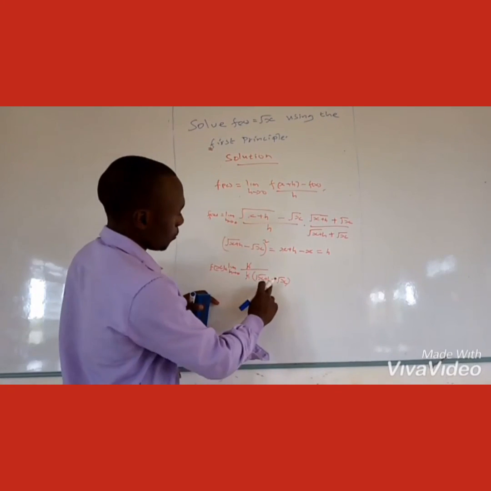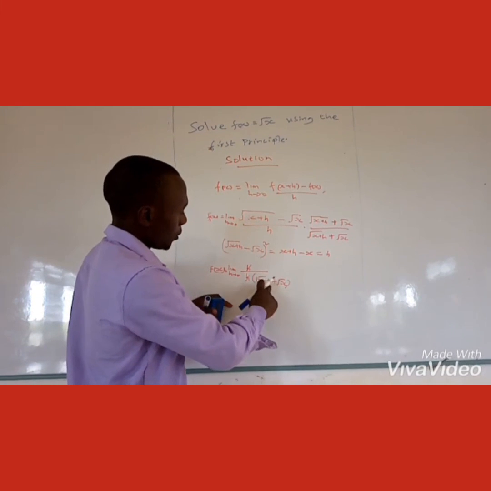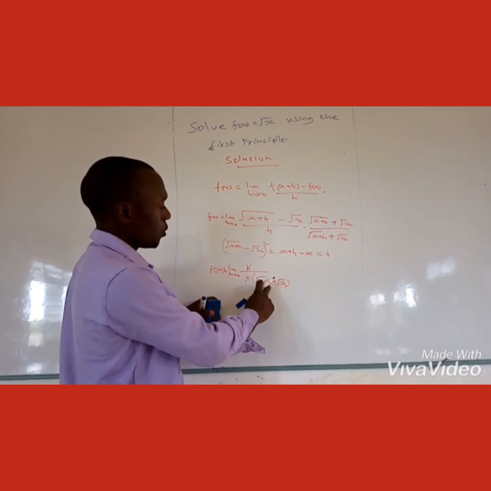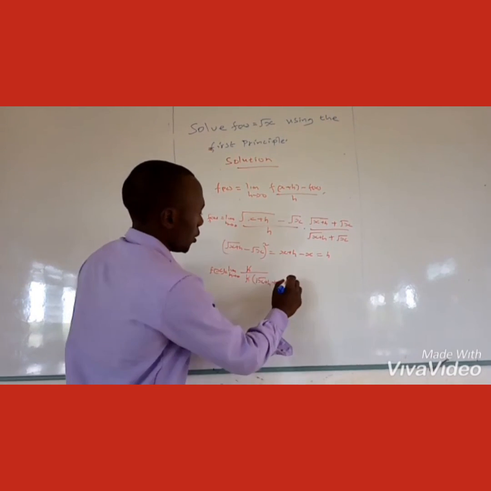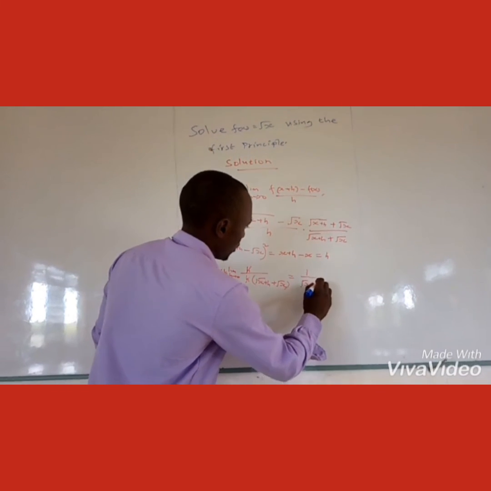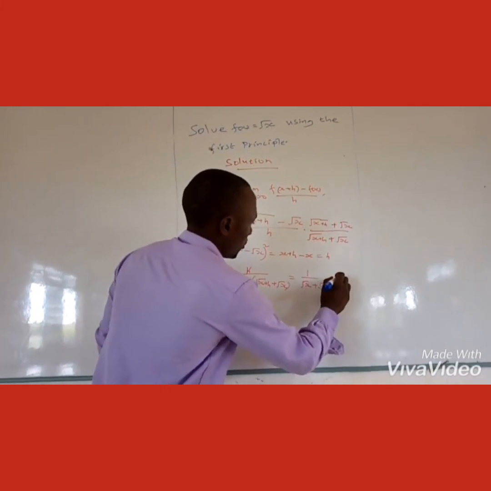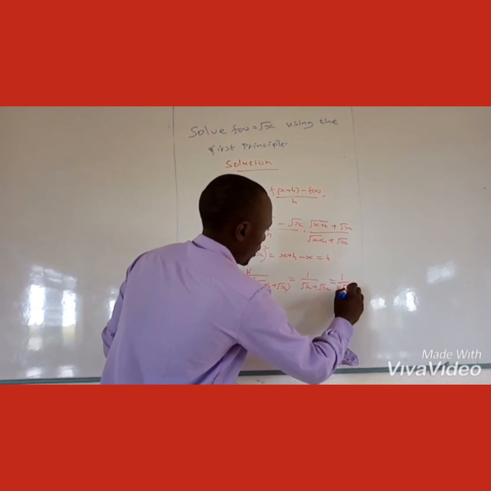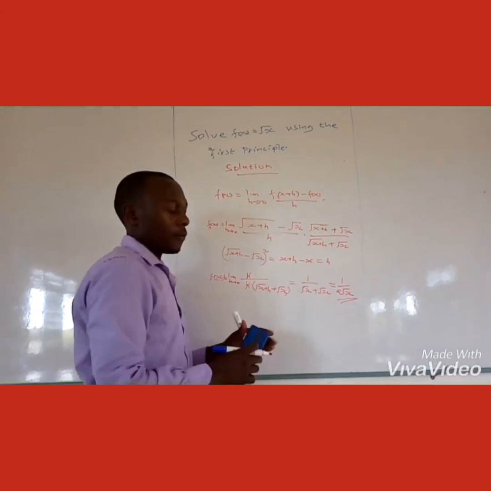And therefore, at this h, let us put 0. It is x plus 0, which remains the root of x. So it's simply 1 out of the root of x plus the root of x, which is simply 1 out of 2 root of x. And this is therefore our final answer.